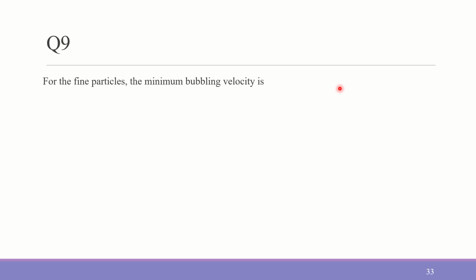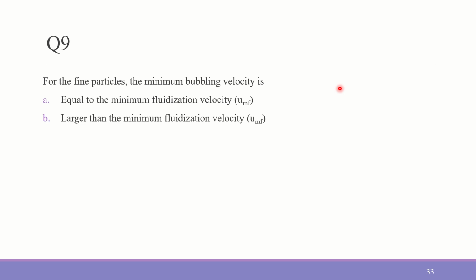In question 9 it is asked that for fine particles minimum bubbling velocity is dash. Option A, equal to minimum fluidization velocity. Option B, larger than minimum fluidization velocity. Option C, smaller than minimum fluidization velocity. Option D, all the above.